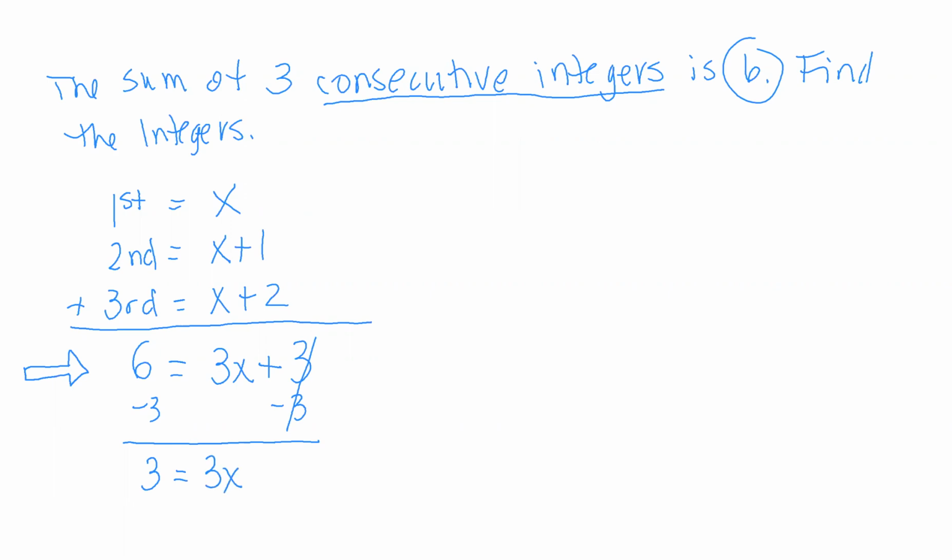So at this point, I want to undo the multiplication of 3 and x. So I would divide. Whoops, I'm going to go off the screen a little bit. Let me see if I can fix that.